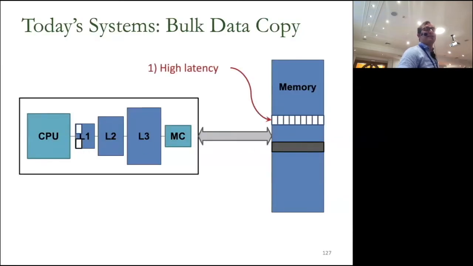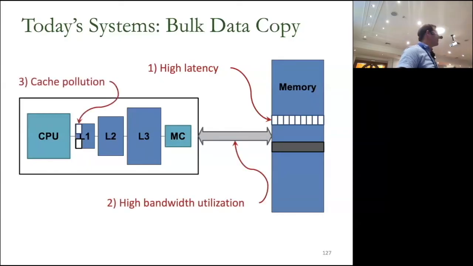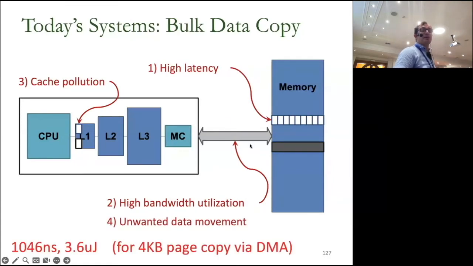Now, this is clearly high latency because you go through the entire memory system. High bandwidth utilization on the memory bus. Cache pollution, you could eliminate this through DMA today. Unwanted data movement. So a 4 kilobyte page copy via the memory controller, direct memory access engine, not even going through here, takes a significant amount of time, 1,000 nanoseconds, 3.6 microjoules.